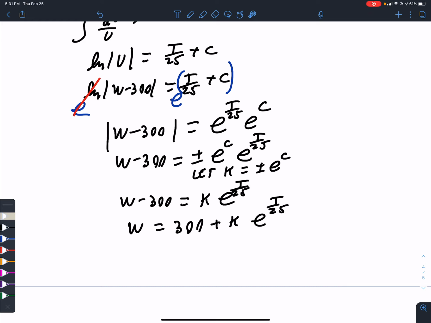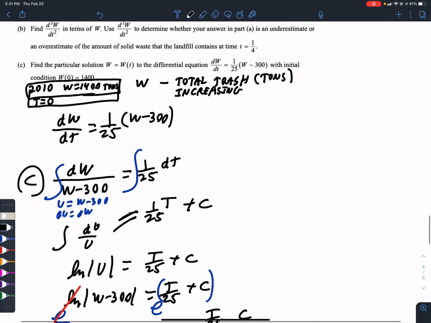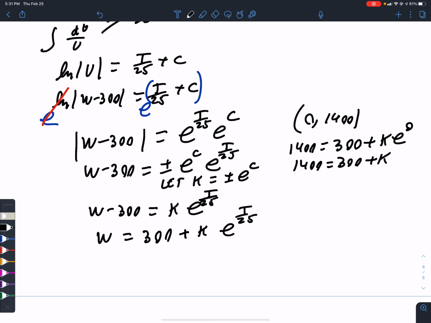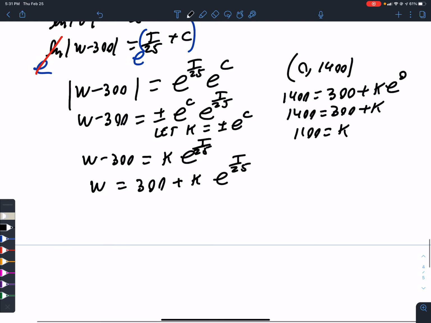Now, I need to figure out this constant, but I am given a point that it goes through. Remember at the very beginning, you're told it goes through 0, 1400. So I know 0, 1400 must be a solution. So I'm going to plug that in. 1400 equals 300 plus k e to the 0. Okay, I got this. E to the 0 is 1. Subtract 300 from both sides. I get 1100 is my k. So all I have to do is plug this in here, and I have my solution.